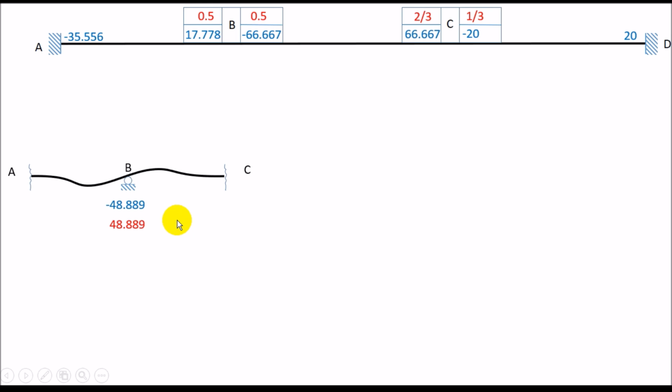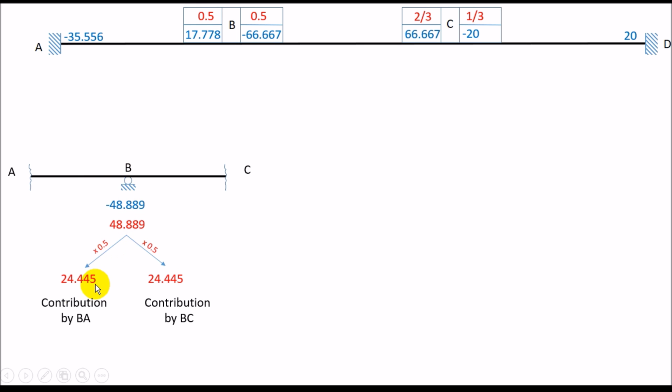See, when I give this 48.889 positive, my beam becomes straight again. And now how much part of 48.889 is given by BA is 48.889 into its distribution factor. So contribution by BA is 24.445, and contribution by BC is again 24.445, because their distribution factors are same. You get it? I hope this concept was very clear, and these values are what we require. The values written in red are what we require in our moment distribution iteration.